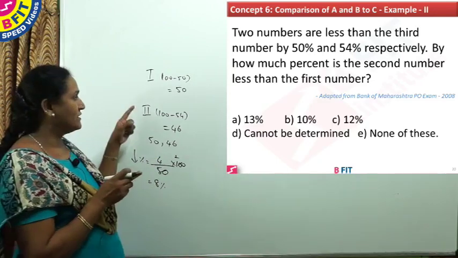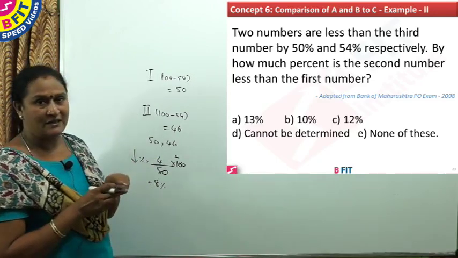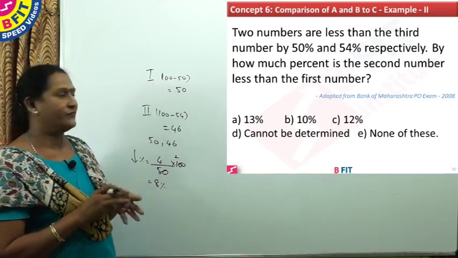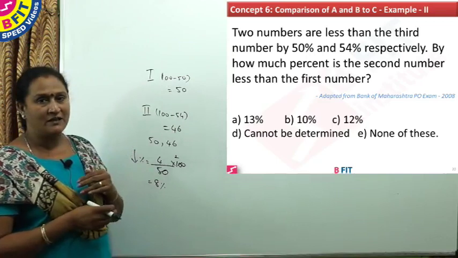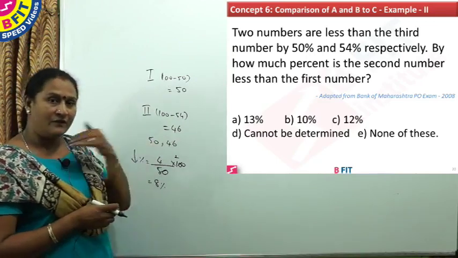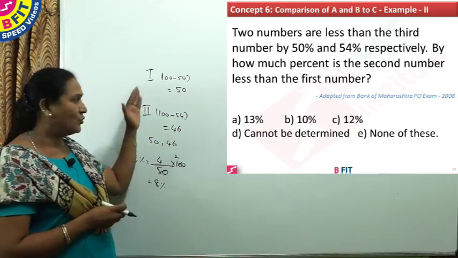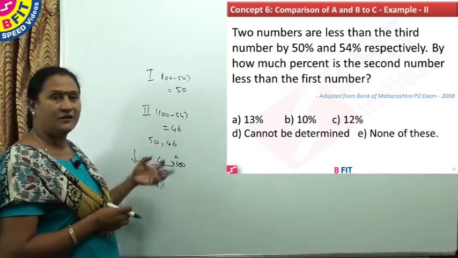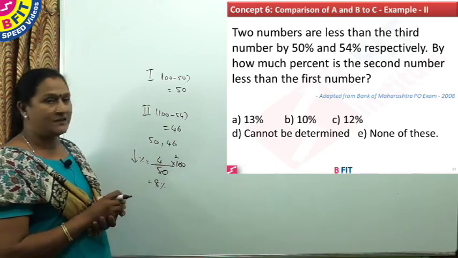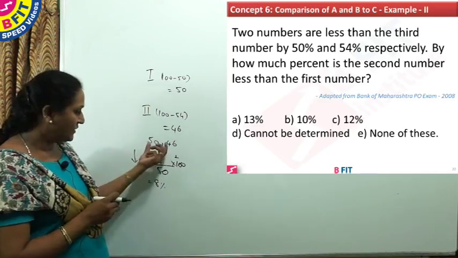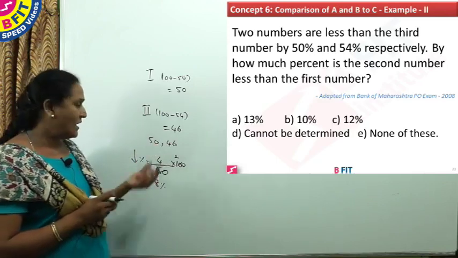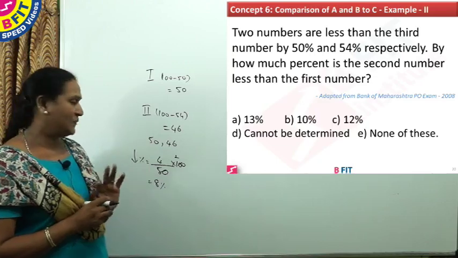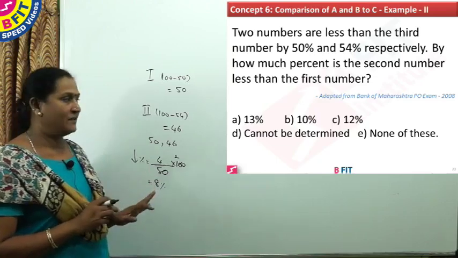Here the first number is 50% less than the third number, so subtracting 50 from 100, we have got the value as 50. The second number is 54% less, so 100 minus 54, we have got the value 46. As both are compared to the same value, we can assume the first number is 50, the second number is 46 and proceed. As decreased percent is asked, between these two, write the higher value in the denominator and the difference in the numerator. So 4 by 50 into 100 for percentage. It is 8%, the answer.